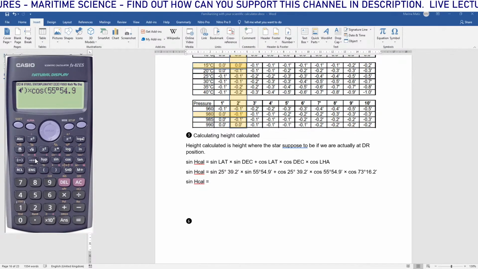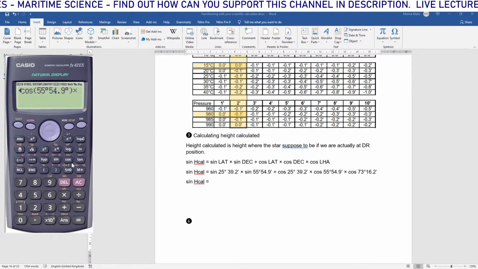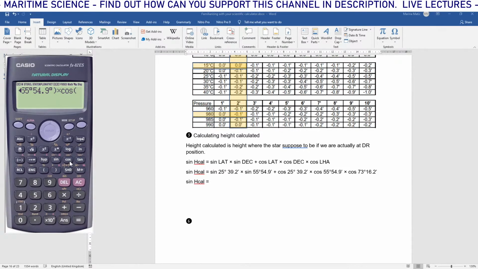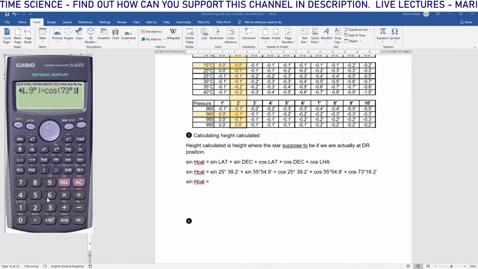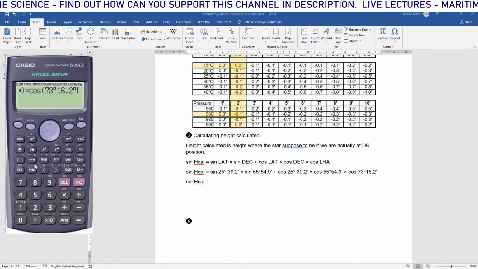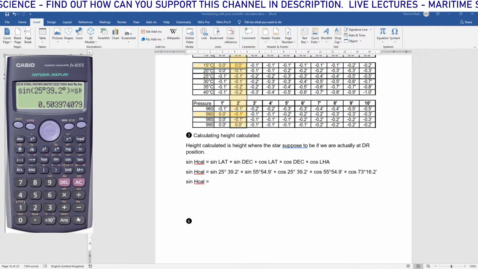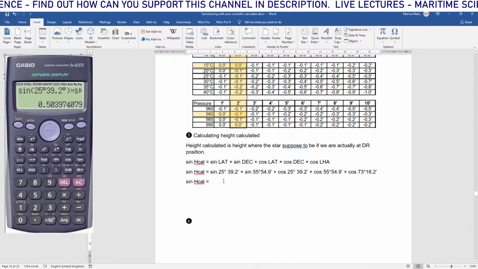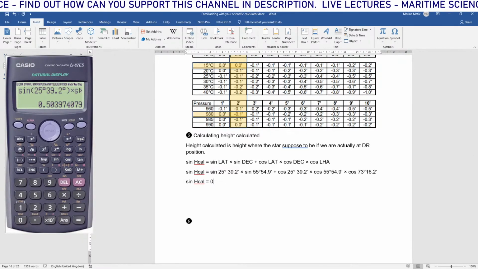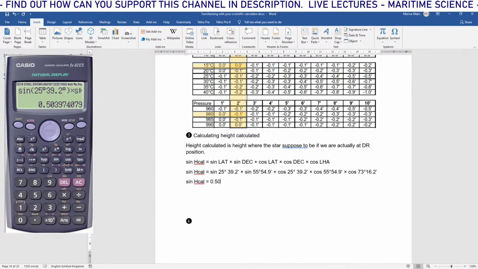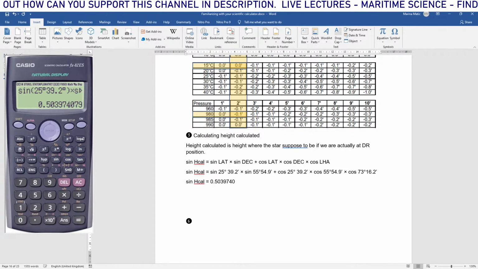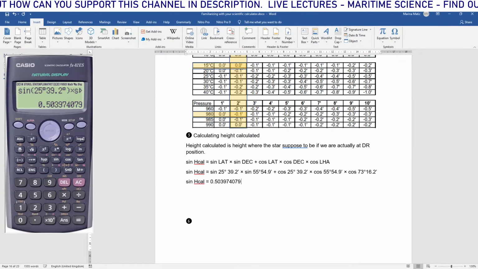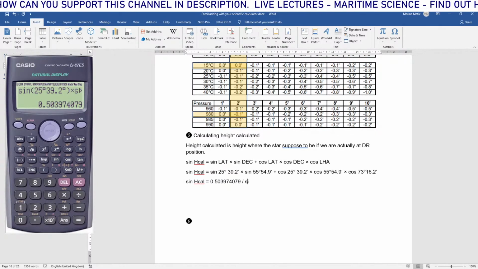54.9, times cosine of 73 degrees 16.2 and press equal. This is a trigonometry function, so that means there is no rounding up. We need everything. 0.503974079.